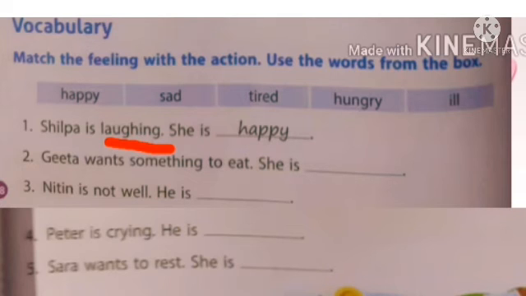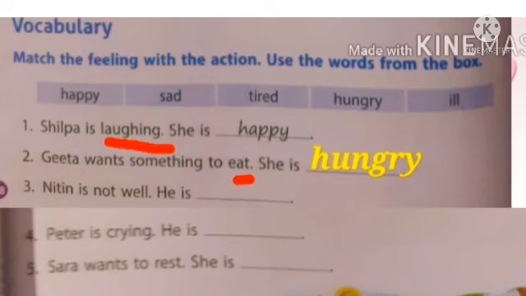And the second sentence, Geeta wants something to eat. She is dash. In the second sentence, which is the action? Yes, that is eat. When will we eat? Of course, when we feel hungry, we will eat. So, we can write the word hungry in the second sentence. So, we can read the sentence like this. Geeta wants something to eat. She is hungry.